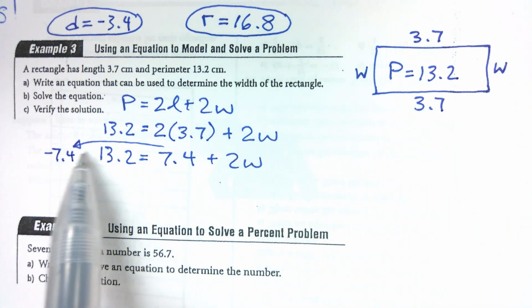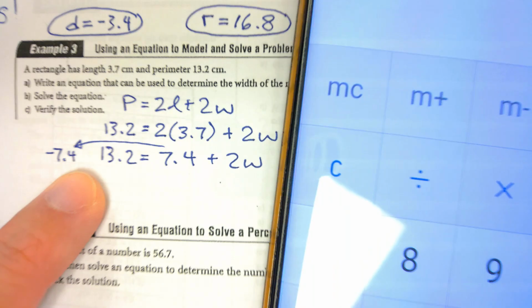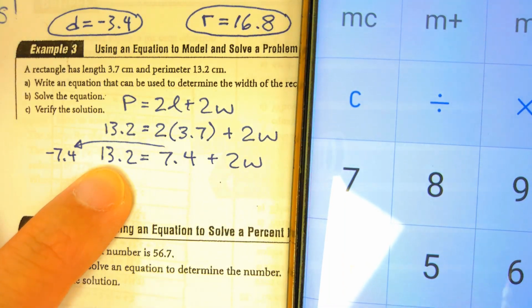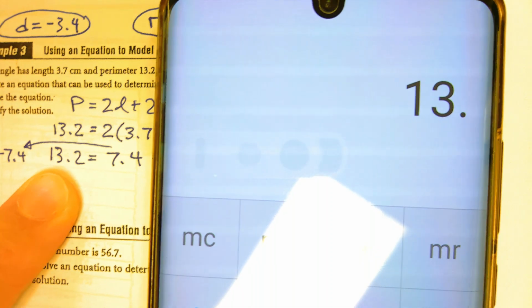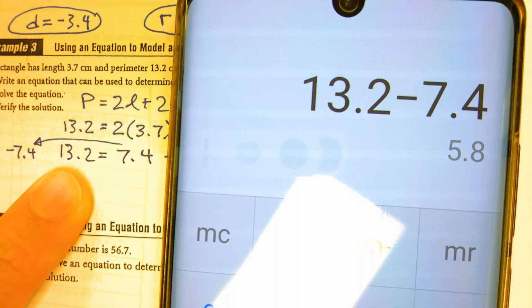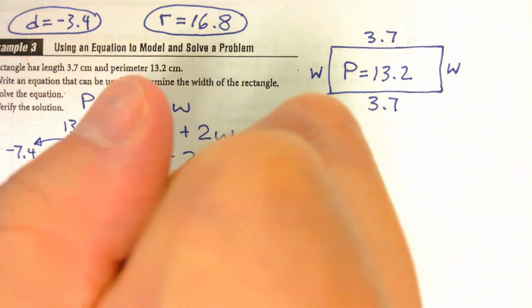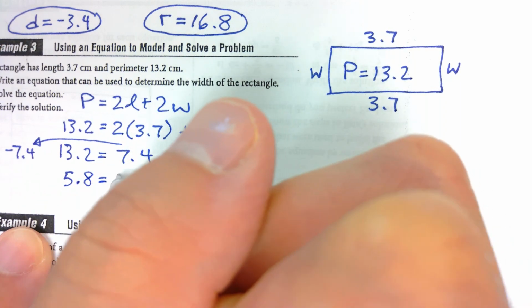All right. Be careful of how you do this. There is a big difference between 7.4 minus 13.2 and 13.2 minus 7.4. You'll get your signs wrong. So on your calculator, you can do 13.2 take away 7.4, and you get 5.8. If you do it the opposite way around, you're going to get negative 5.8, so be very careful. Okay, so 5.8 equals 2W.